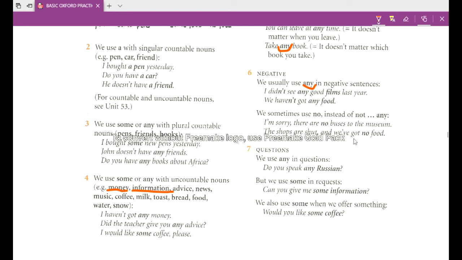Now I want to come back here to number 7. Can you see number 7? Number 7 concerns question. We could see positive, negative, and now we have questions. We also use any in questions. Okay. Do you speak any Russian? But we use some in requests. Okay. In all questions we use any.